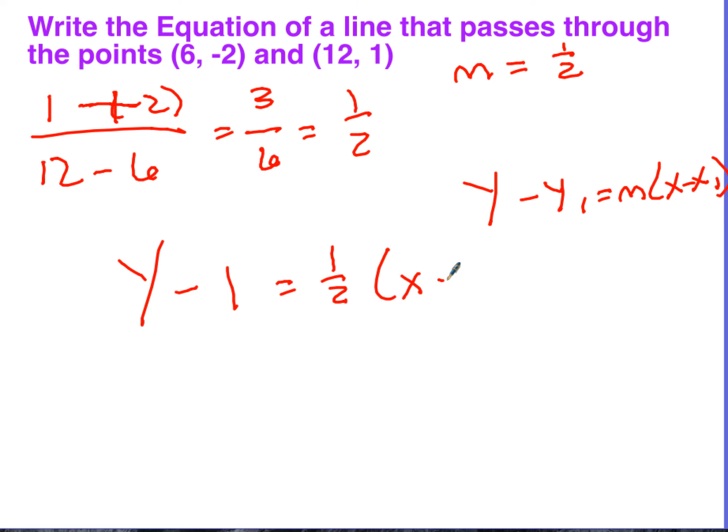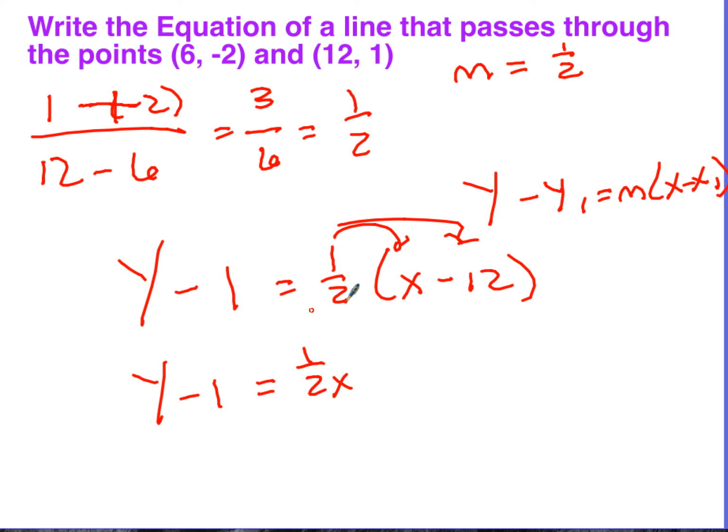times x minus x1. So here's my slope, my point, 12 and 1 right here. Distributive property: y minus 1 equals 1/2 x, and then 1/2 times negative 12 is just half of negative 12, which would be negative 6. Add 1 to both sides to finish the job, and I get y equals 1/2 x minus 5. And I'm done. There's my equation with my y-intercept and my slope.